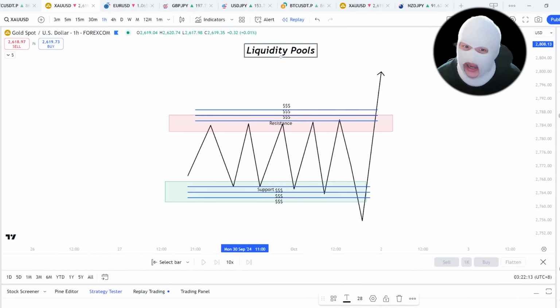Liquidity, when aligned with structure, assists us in our trading accuracy, giving us extremely high probability trades as a result. With that, let's move on to the next section.